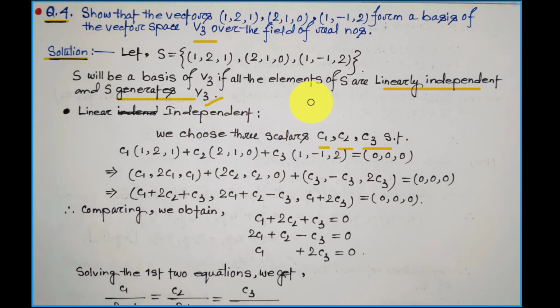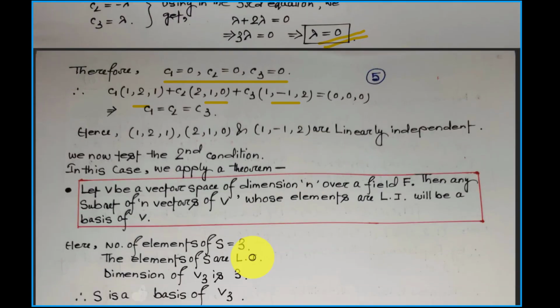Alright, now there is a theorem related to dimension. The theorem states that if capital V be a vector space of dimension n over a field F, then any subset of n vectors of V whose elements are linearly independent will be a basis of V. Alright, means if the dimension equals the number of elements of a subset of V and the elements of that subset are linearly independent, then that subset will be a basis of V.